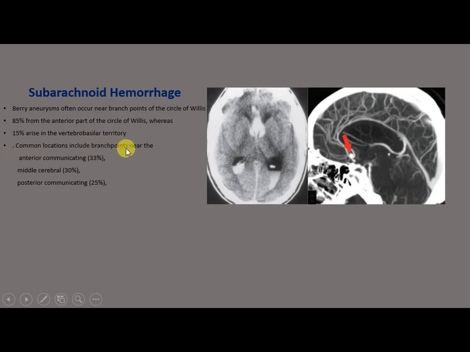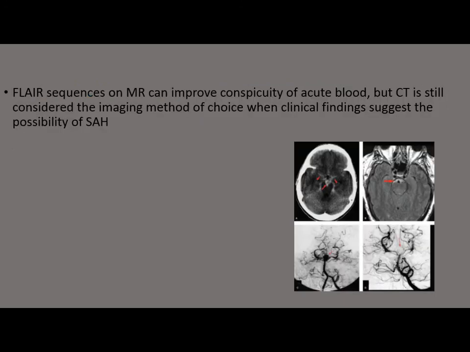Common locations include branch points near the anterior communicating artery, which occurs in 33%, such as in this CT. There is evidence of hemorrhage, and this is a CT angiography showing the aneurysm in the anterior communicating artery. Another common location is the middle cerebral artery, which occurs in 30%, and the posterior communicating artery in 25%. So subarachnoid hemorrhage is mostly due to a ruptured berry aneurysm.